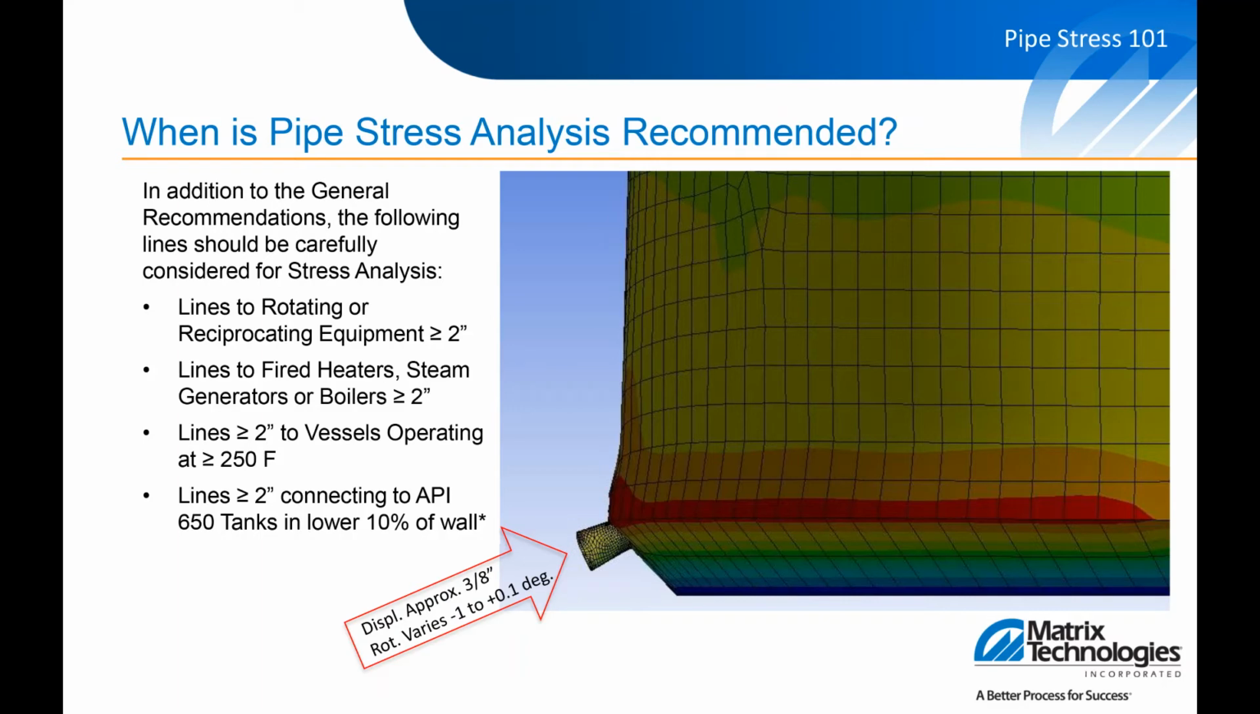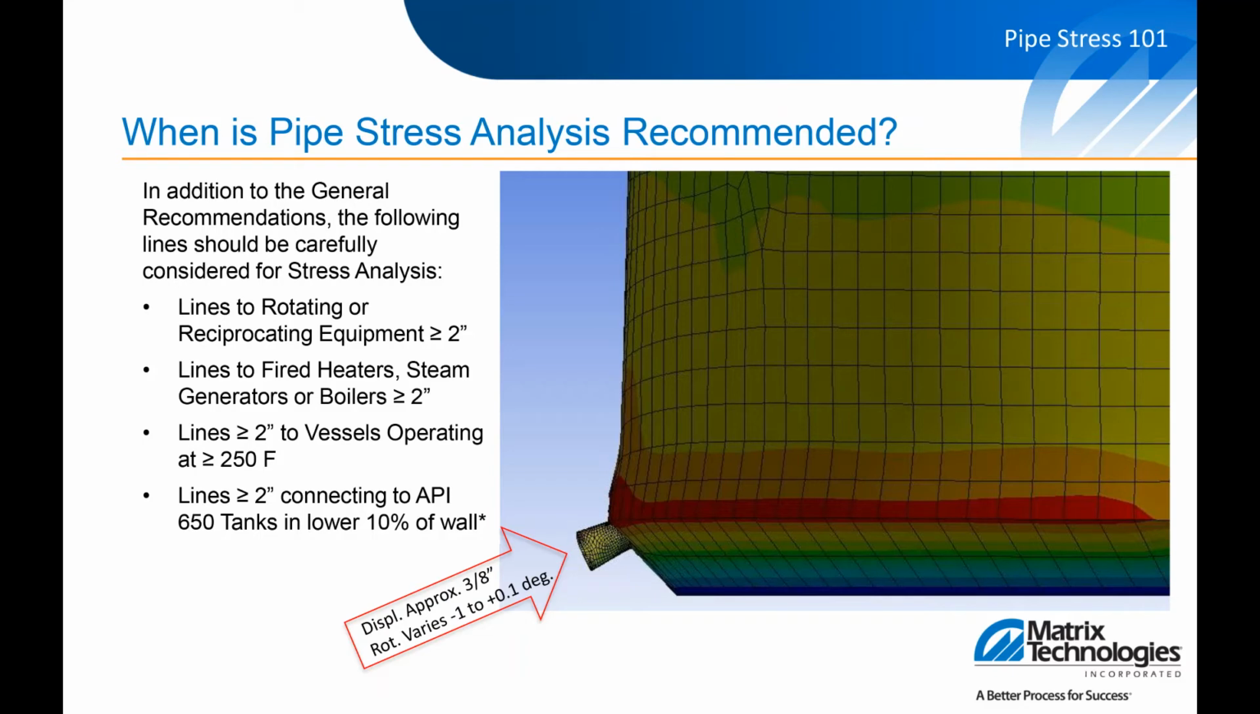Now, the other thing we take a look at is lines connected to API 650 tanks in the lower 10% of the wall. What's interesting about an API 650 tank is you get a little bit of what I would call an elephant's foot at the bottom. And you can see here in the picture, a little bit of a bend. In this case, I believe the tank that we modeled here was about 100 foot in diameter, 40 feet tall. And you can see how the bottom of the tank bulges outward.